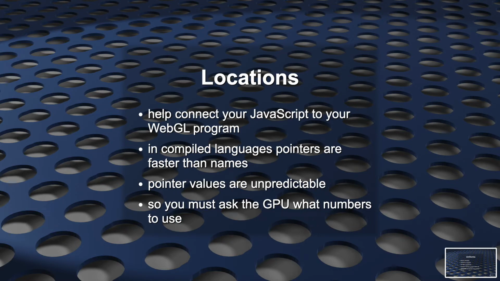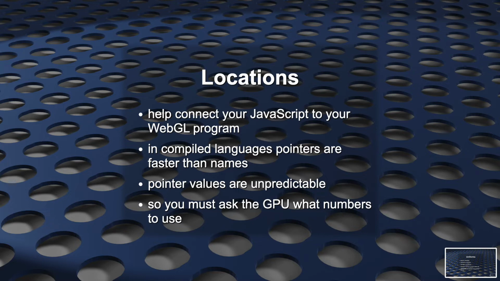Next, we need to talk about locations. Uniform locations and attribute locations are both values that help connect your JavaScript, which executes on your CPU, to your compiled WebGL program, which executes on your GPU. In JavaScript, we tend to think of looking up an object property by its string name as being easy and mostly inexpensive. But in a compiled language, property names are mainly a convenience for programmers. And during compilation, they're almost always replaced by pointers or offsets, or in other words, by numbers. And what these numbers are in a program after it's been compiled is usually not guaranteed.